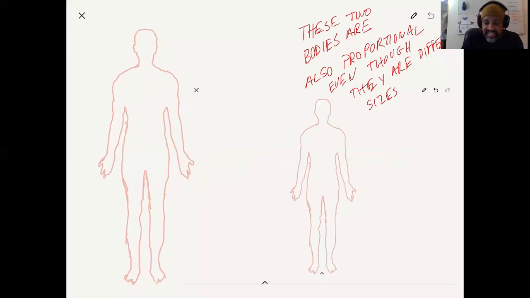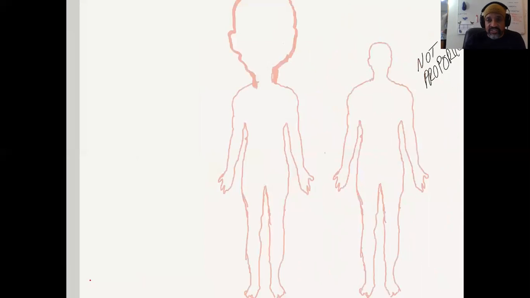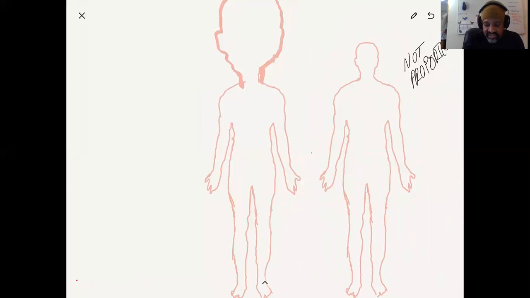Now, having said that, these two guys are proportional. Just because one guy is smaller than the other doesn't mean that they're not proportional. Now, here's the fact that I want you guys to see. Are these two guys proportional?